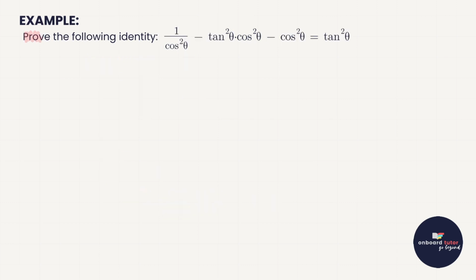Right, prove the following identity. I mean, there we go. This is as clear as can be. So the left-hand side is this whole thing: 1 over cos squared theta minus tan squared theta, times cos squared theta, minus cos squared theta. The right-hand side is just tan squared theta. So let's take the left-hand side and pop that down. That's what we're going to work with. So 1 over cos squared theta minus tan squared theta, cos squared theta, minus cos squared theta.